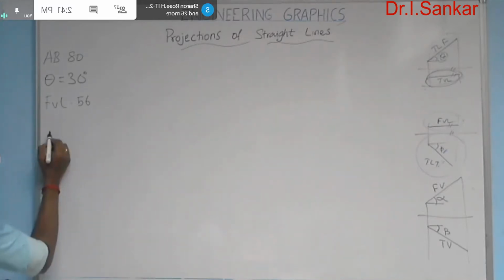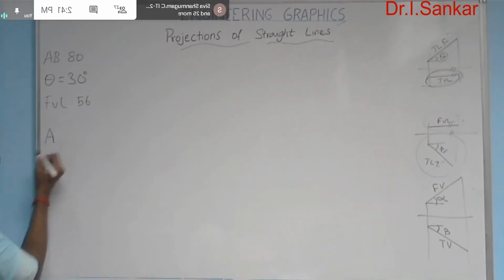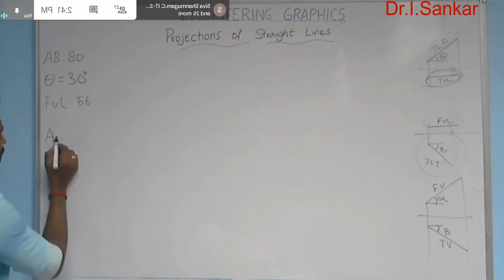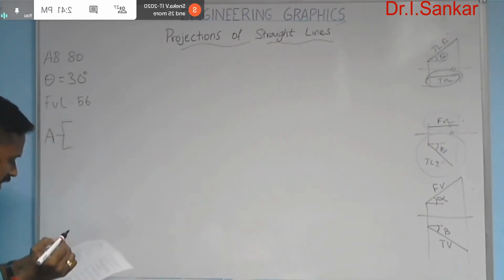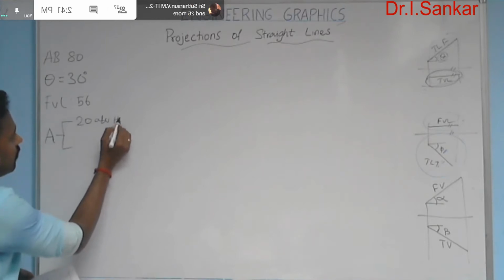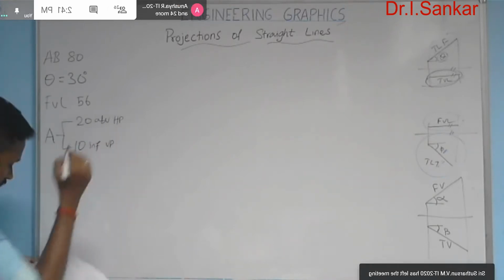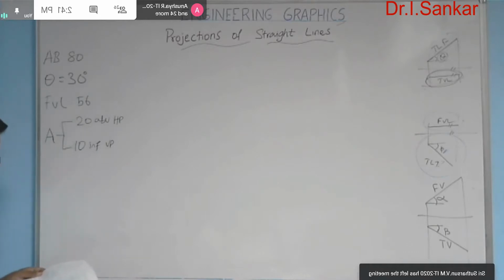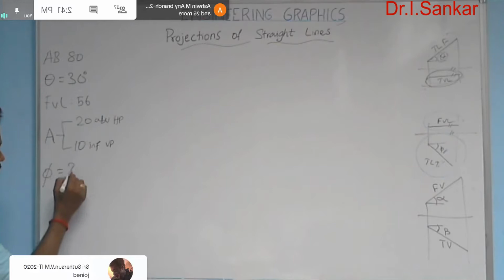End A is 20 mm above HP and 10 mm in front of VP. This is the locus data, that is, the location of the point A, the terminal A, with respect to the horizontal plane and vertical plane: 20 mm above HP and 10 mm in front of VP.